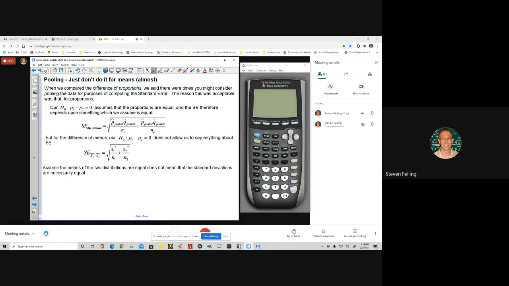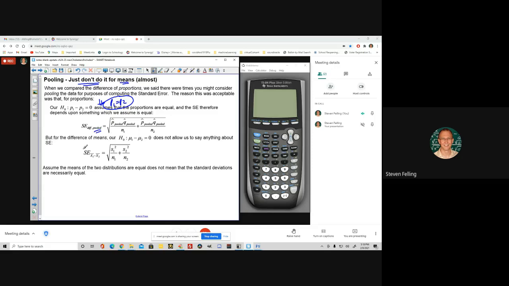Okay, and regarding pooling, back when we did proportions, we said we should always do pooling for hypothesis tests and never for confidence intervals, right? But the rule for means is we just don't do it. It's almost never justified. When we did this for proportions, we said that if we could make the assumption that the two population values are equal, p1 equals p2, or the difference is zero, then in the hypothesis test, that was our H0 assumption, and that allowed me to use pooled in the case of hypothesis tests.